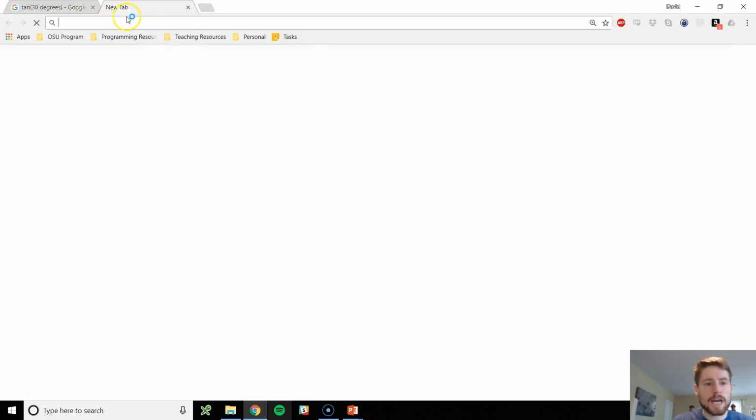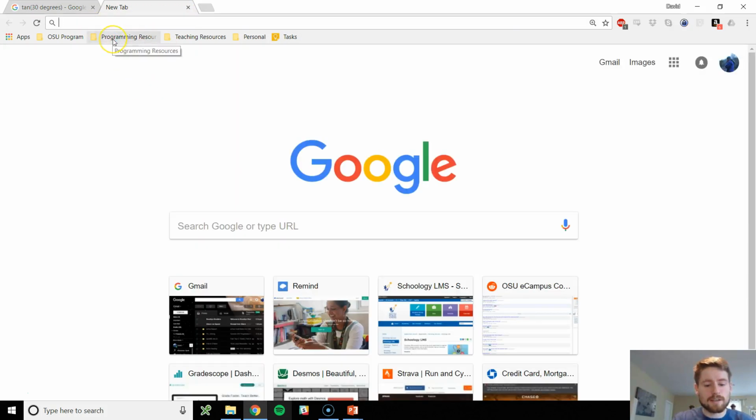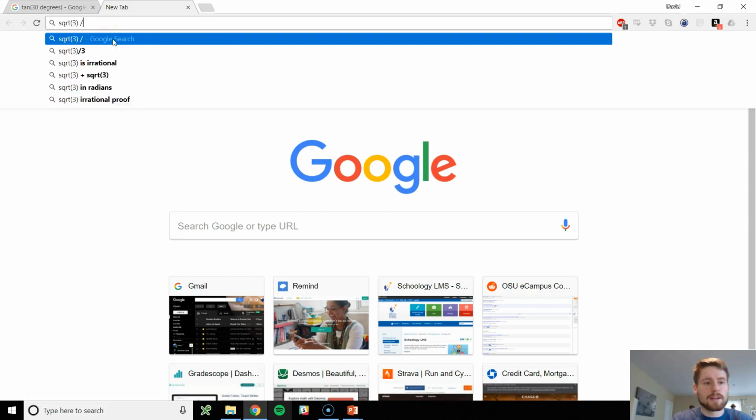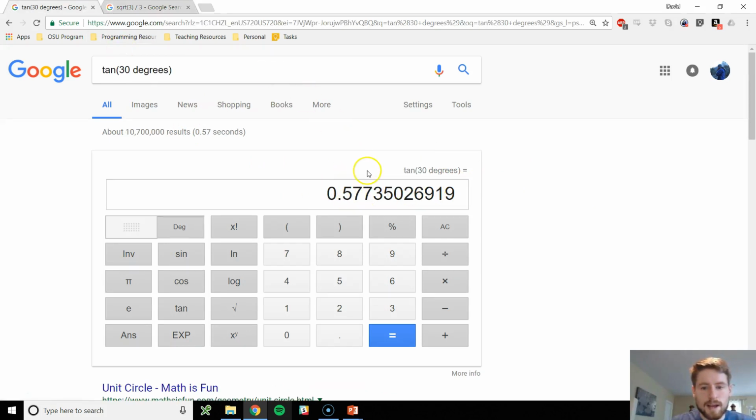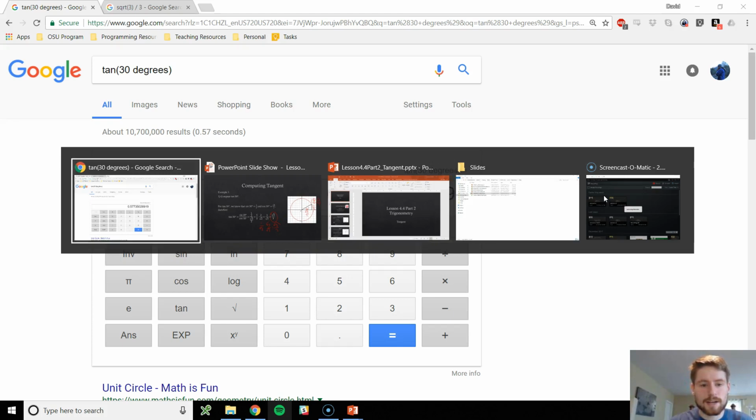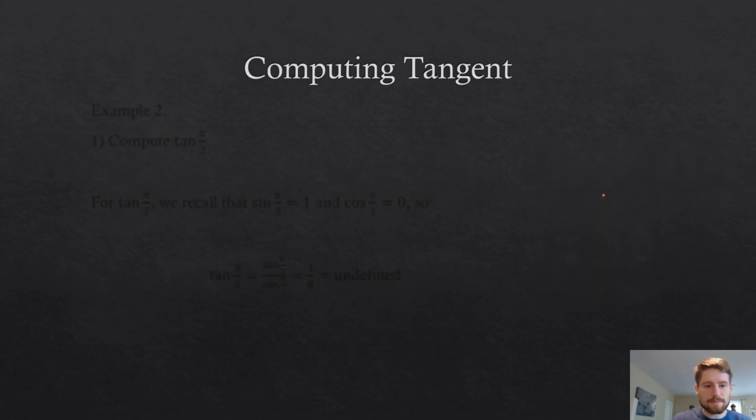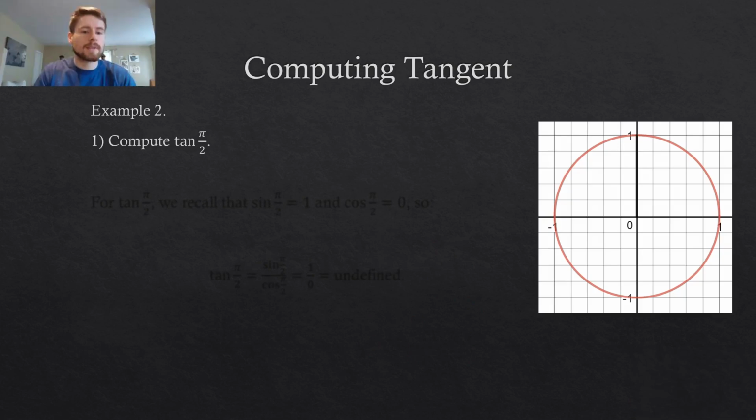Let's see if that's the same as √3/3. I'm going to open a new tab and try computing √3 divided by 3. Excuse me, √3/3, not √3/2. So we see √3/3 is 0.577, and tangent of 30 degrees is 0.577, and they are equal to each other. So fantastic. It's an easy way to check. All right. We'll do another one.